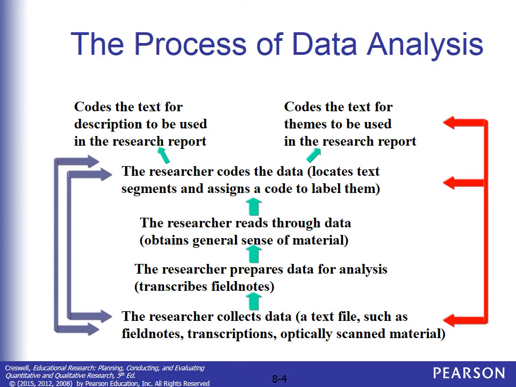Then you engage in a process called coding. And we're going to talk about this in more depth. But a researcher codes the data by locating text in the data and assigning a code or label that describes them. And then once you have codes, you use the codes to describe what you found in the data and also to report on the themes that were used in the data. So we're going to talk in more depth about each of these steps, but this is just an overview of the process of how you go from collecting your data to preparing the data, to reading the data, to analyzing the data.